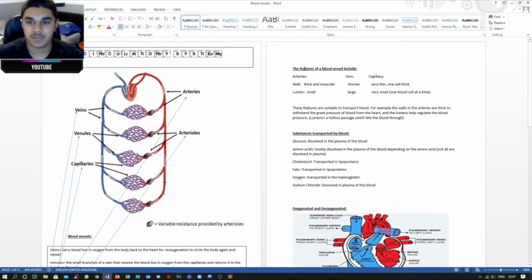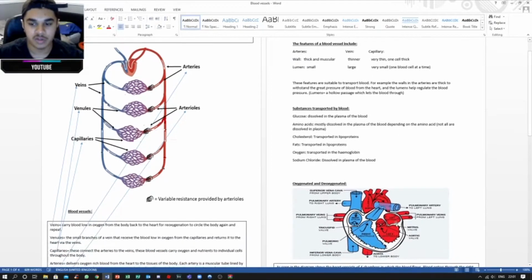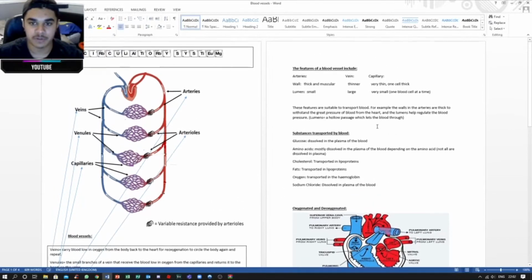And now you have the features of a blood vessel, which include the wall size and the lumen. The lumen is the hollow area inside of the vein or artery or blood vessel even, which allows the blood to get through.